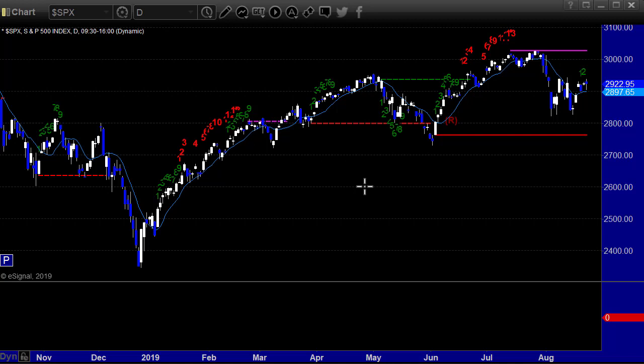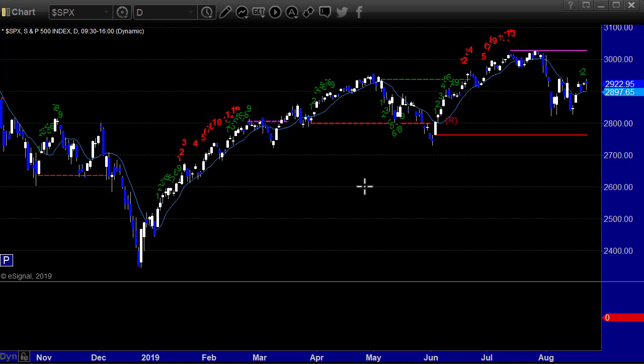Now, here in the middle of July, we got another 13 signal, and this time, so far, it's working. We came up and hit the pink risk line, which is the measurement of whether or not the signal fails. If you went short on the 13 signal, your stop would be over the pink line. We never got above that. As a matter of fact, we touched it exactly, then had some down days, and we've been back and forth. It still has not completely played out.